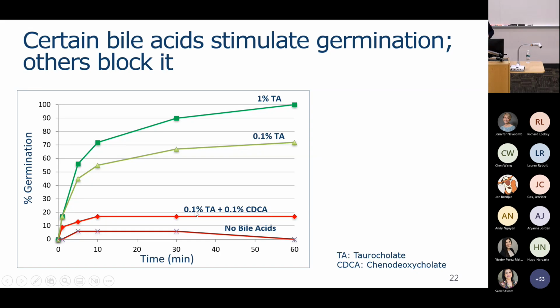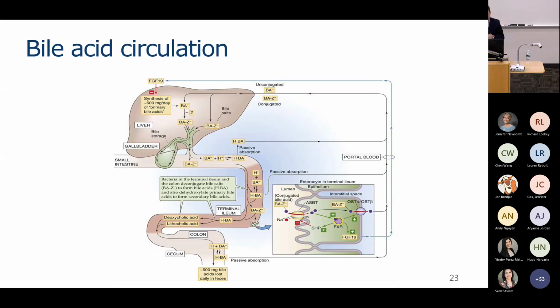However, if you add the 0.1% taurocholate, and together with that, you also put chenodeoxycholate, which is another bile acid, you block the germination and you don't get any germination. So now this is interesting because you have one bile acid that's causing germination, another bile acid that blocks germination. So that's interesting.